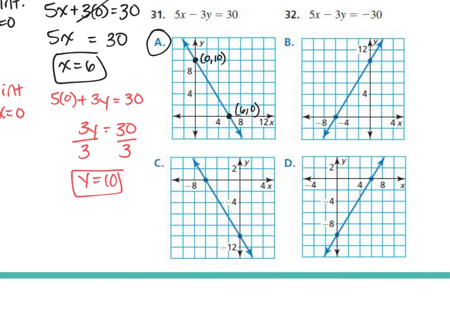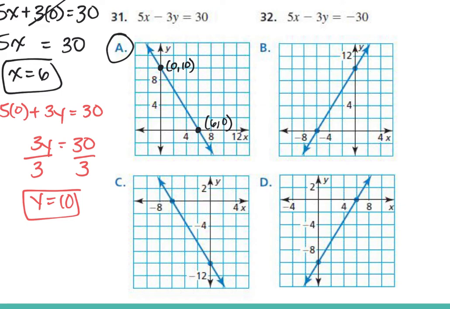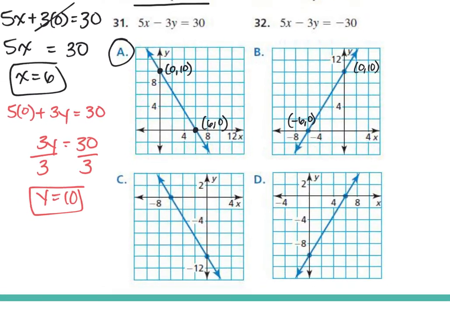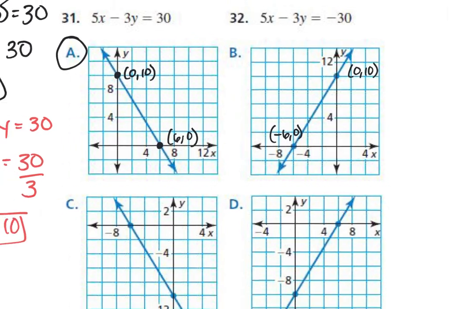Where does B cross the y-axis? Aya? Wait, what'd you say? Where does B cross the y-axis? 10. Yep, 0, 10. Where does B cross the x-axis, Gabby? -6. -6, 0. Okay, so that's why B is not our answer. It does cross at 10, right, on the y-axis, but the x-axis is at -6.